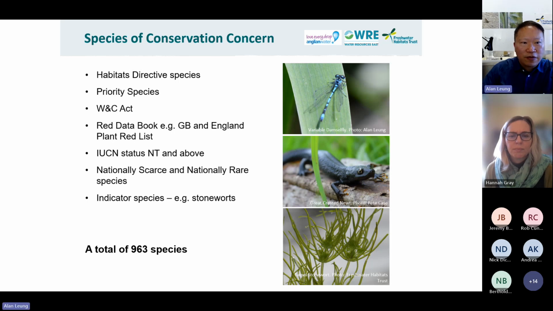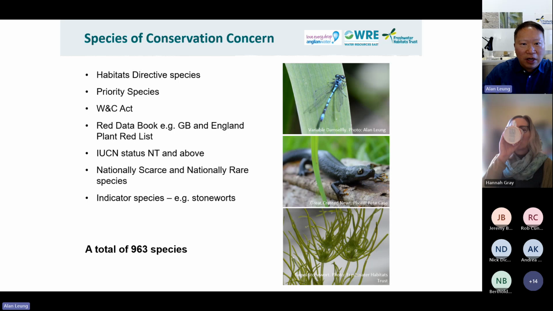I've mentioned species of conservation concern a few times. This slide gives you some idea what we mean by that. They are basically species that have some conservation status or are protected by law in the UK. So they include all these. I'm not going to read through them, but I just want to give you a rough idea that we have about 1,000 species on this list.